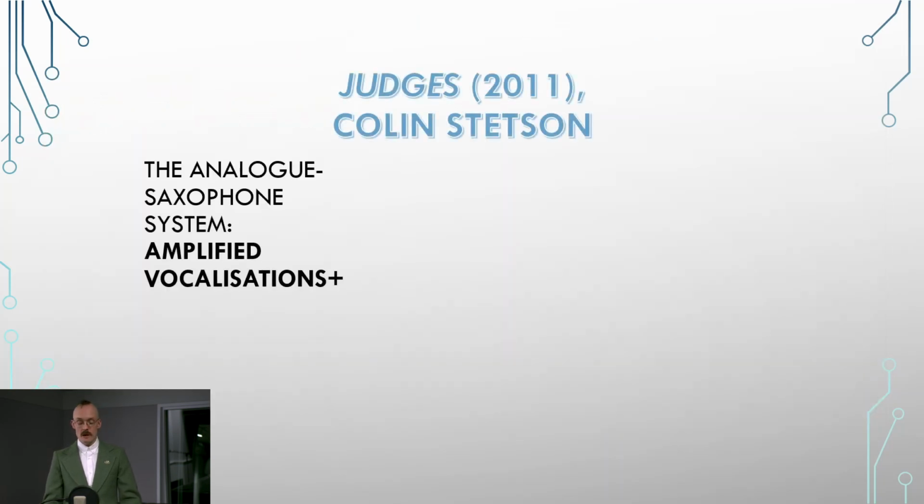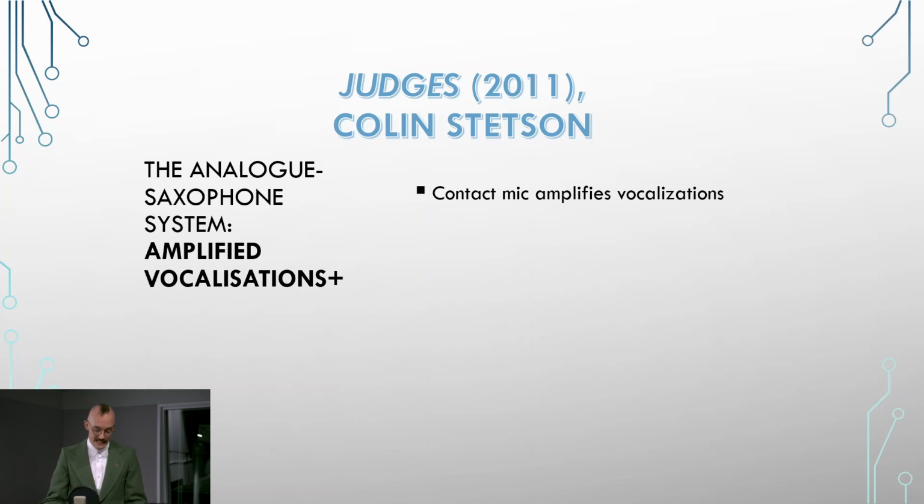So the last piece of my recital was Judges by Colin Stetson. And in this piece, the analog saxophone system I'm calling Amplified Vocalizations Plus. The main thing that I wanted to explore in doing an interpretation of this piece is using a contact mic to amplify my vocalizations. If you go and listen to the piece, you'll know that these vocalizations happen while I'm playing the saxophone conventionally. And this is a key factor in the musical language of Colin Stetson.